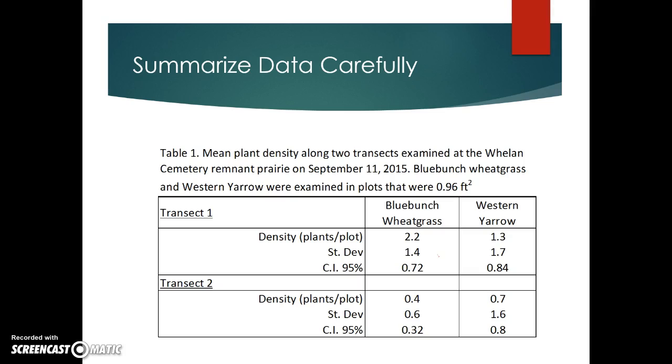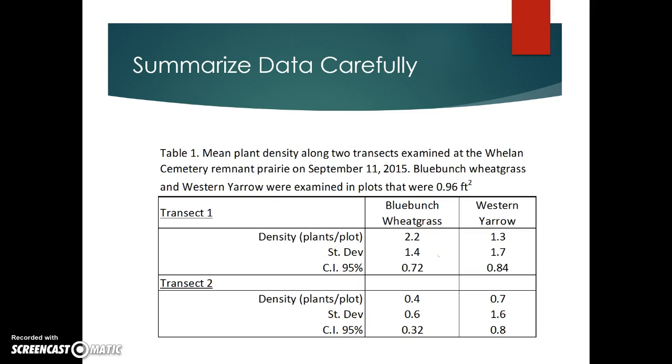So here I cleaned that table up, got a table title on the top, and it says the mean density along 2 transects examined at the Wheeland Cemetery Remnant Prairie on September 11th. It's important to put the time of year and the date. Blue bunch wheatgrass, western yarrow were examined in plots that were 0.96 feet squared. Okay, I know the plot size because one of the other team members mentioned that. Remember, if you can use the full name, use it. Then people won't have to remember what an acronym is.